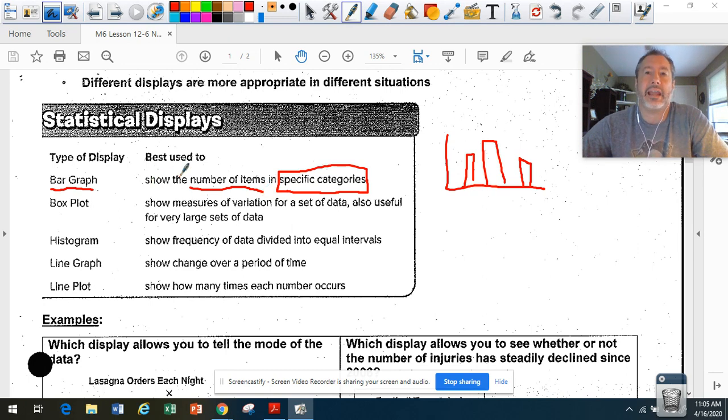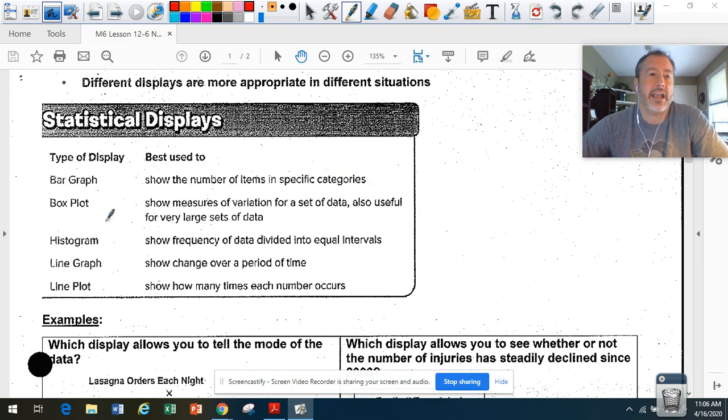Let's say you're doing a survey on the types of ice cream that you like. Well, we may say, hey, here's how many people like chocolate. Here's how many people like vanilla. Here's how many people like strawberry. So that's what we're looking at when we're dealing with a bar graph.